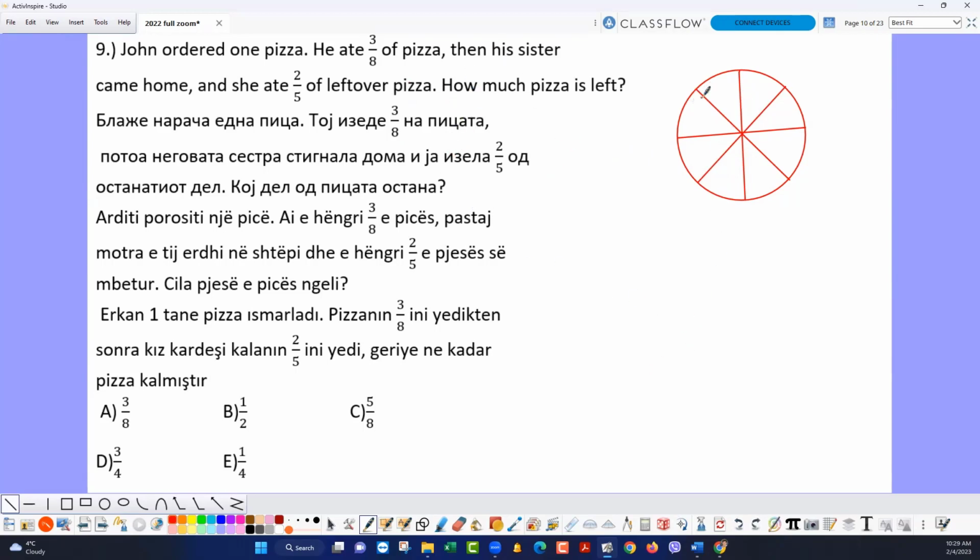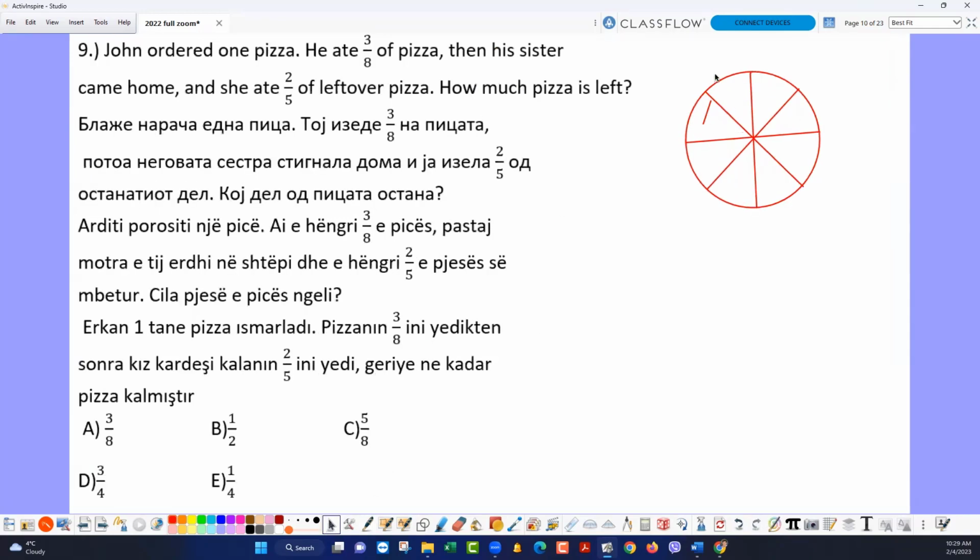So I'm going to cancel this part here. This is the part that John ate. And the rest of the pizza is called the leftover, because in the question it says that then his sister came home and she ate 2/5 of the leftover pizza. How many pieces are left? 5 pieces left, and 2/5 of it is, from 5 pieces, she's eating 2 of them, which means this part she's eating.